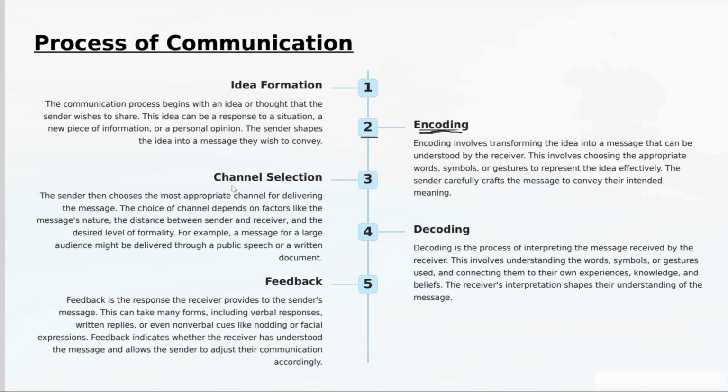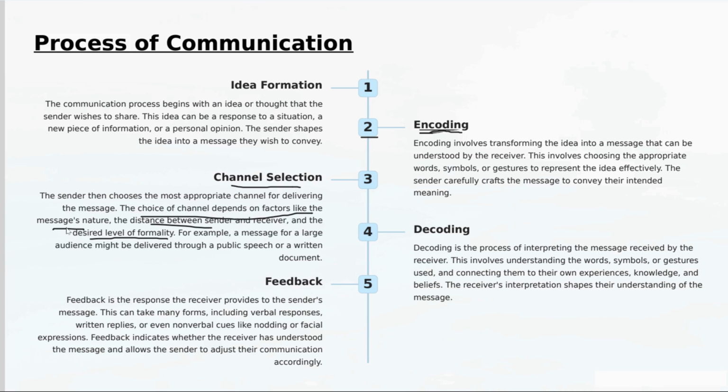Now we have the third thing, that is channel selection. How we communicate also depends on the channel, right? How we are communicating, through what we are communicating, all of these need to be properly chosen for the communication to be good, right? So here we see that the choice of channel depends on factors like message nature, distance between sender and receiver, and the desired level of formality.